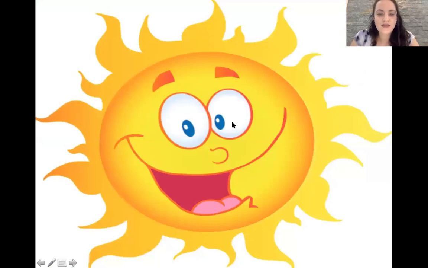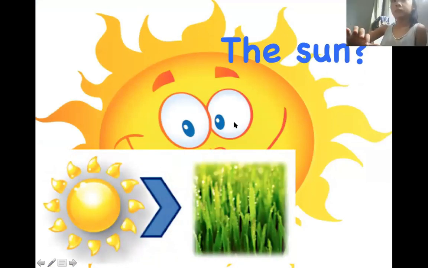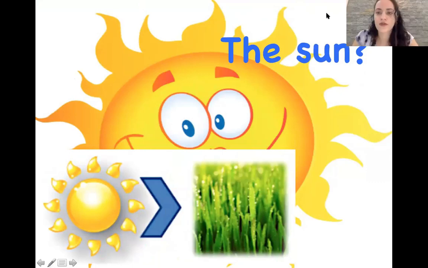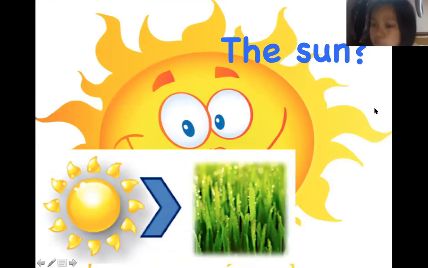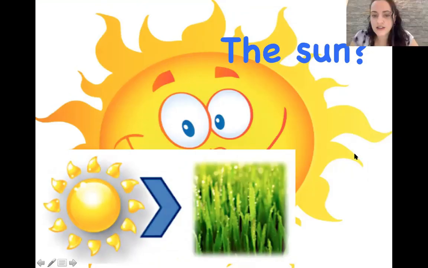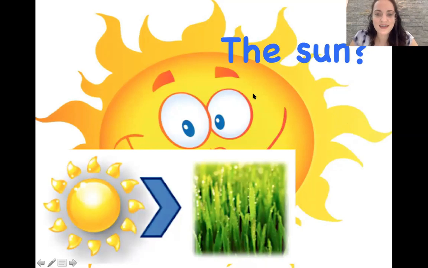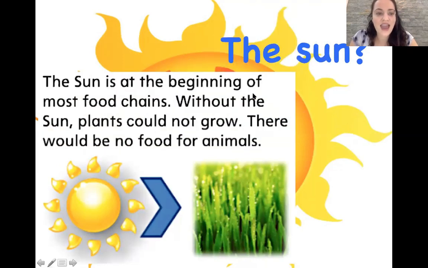So it seems like, what is the first part of the food chain? What's the first part of the food chain, Sophia? It's the sun. The very first thing in the food chain, where does all the energy start? Excellent job with the sun. The sun gives everything the energy.